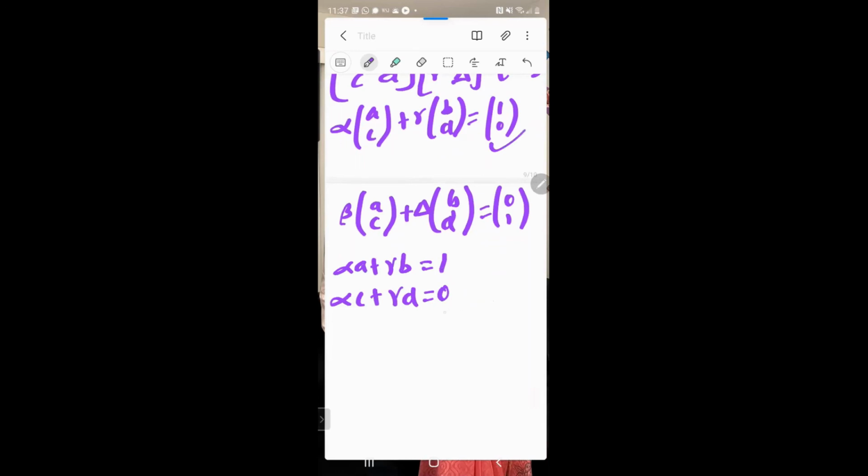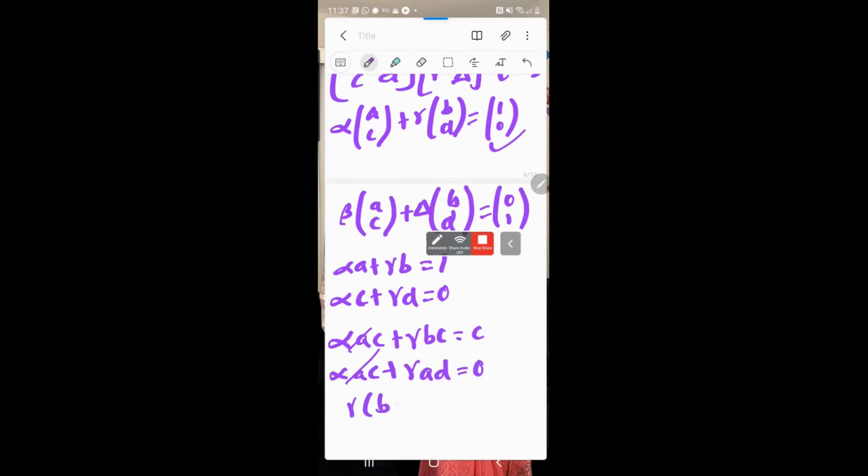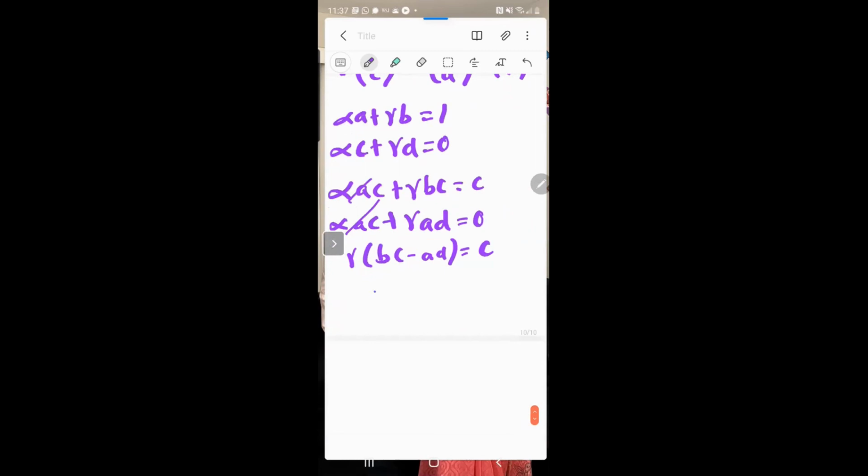From the first one, now if I have to get these two same coefficients, I'll multiply the first equation with C and the second equation with A. So I'll get alpha AC plus gamma BC equal to C. And then I'll get alpha AC plus gamma AD equal to 0. Subtracting these two, this gets cancelled. So I get gamma times BC minus AD equal to C, right? So my gamma is C over BC minus AD.